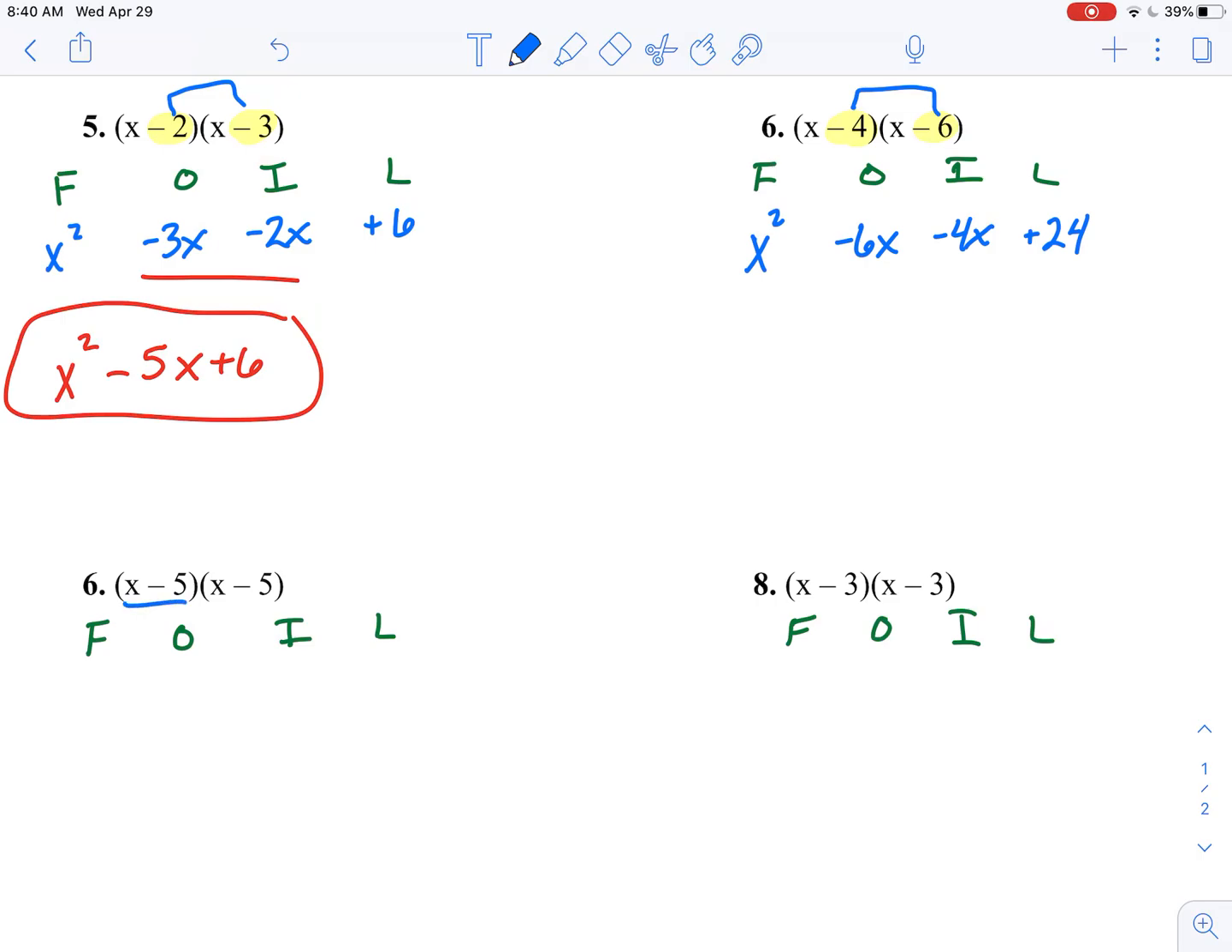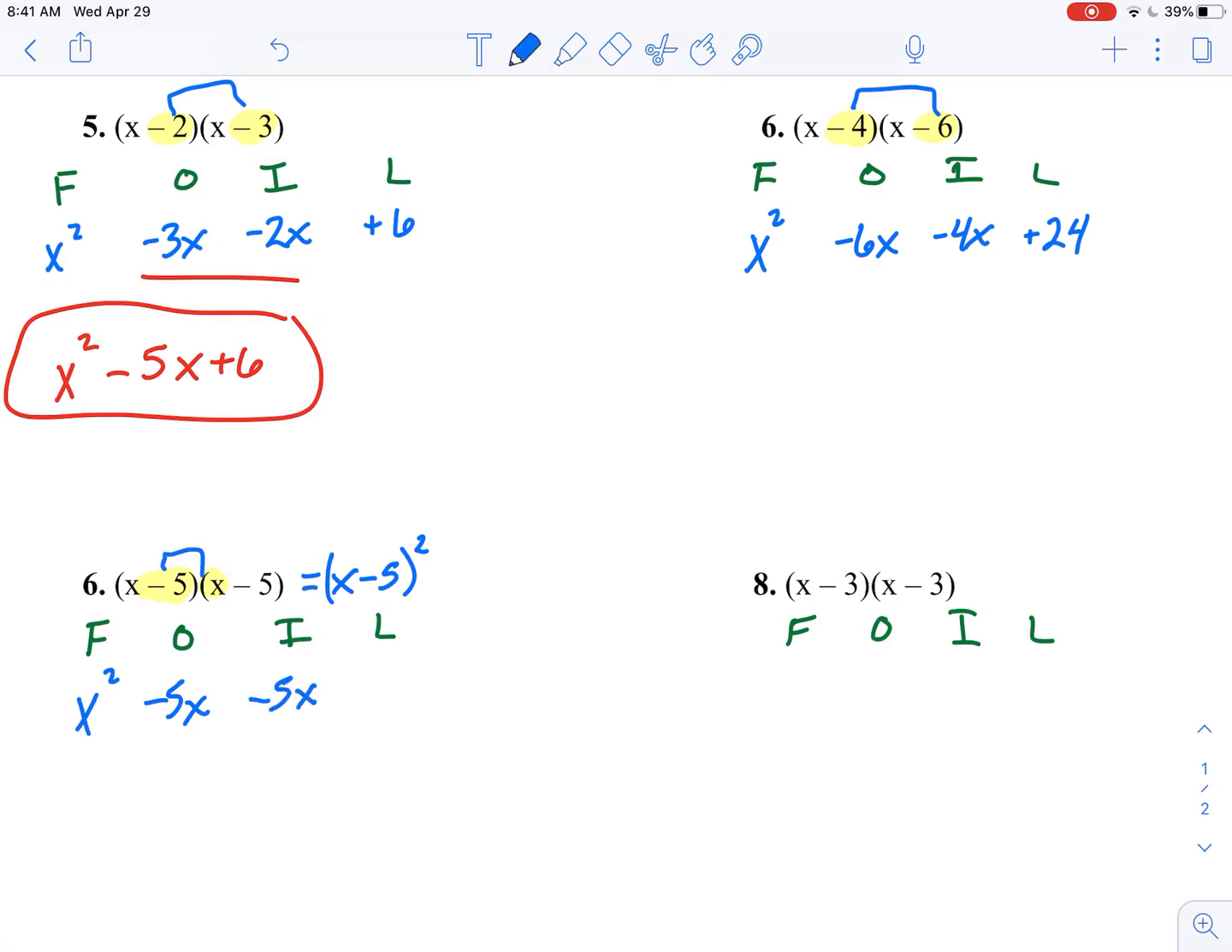Why don't you guys pause the video here. I've got 4 more problems for us. Why don't you try the next 2, and then unpause the video and we'll see how it goes. So here I've got x minus 5 and x minus 5. How else could we write this? How do I represent multiplying something by itself, like a times a, or 5 times 5? I could rewrite this as x minus 5 squared if I really wanted to.